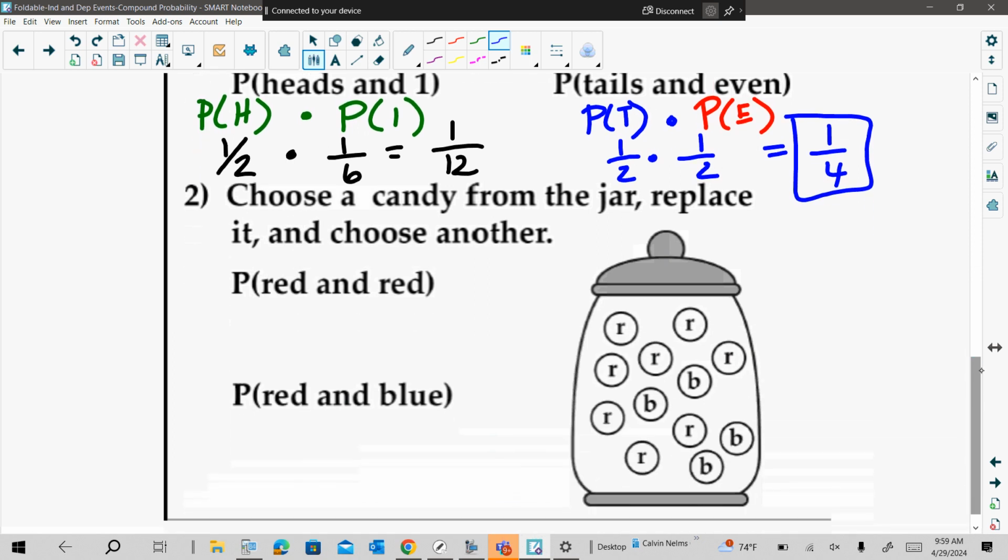All right, so we're going to choose candy from a jar, replace it, and then choose another. You have to replace it for it to be independent. So we want a probability of 2 reds. Okay, so we're doing the probability of the first red times the probability of the second red.